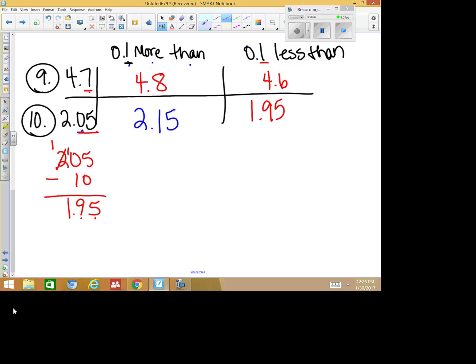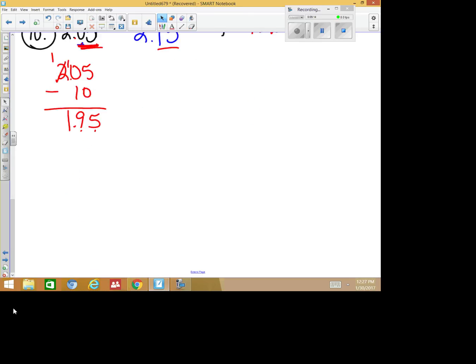Do you see how we had 2 decimals up here? Would it make sense that our answer should have 2 decimals? Does that make sense? If you start at 205, Kyra, and you take 10 away, you get 195. You see how I subtracted the 10? So I just put the decimal back where it belongs. I didn't change it. I just put the decimal back. Okay? All right, so let's look at the next one.